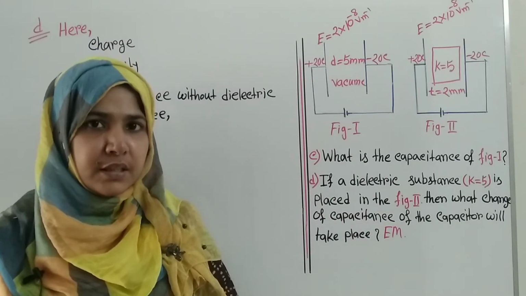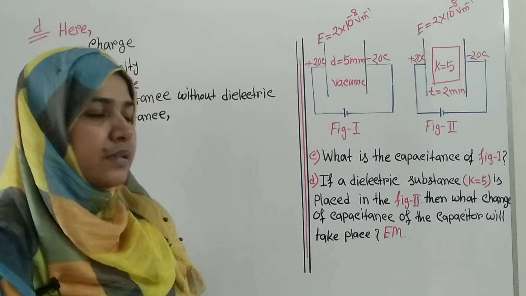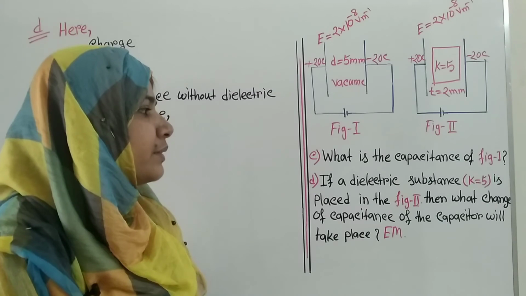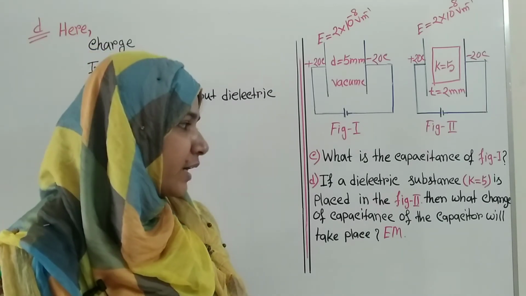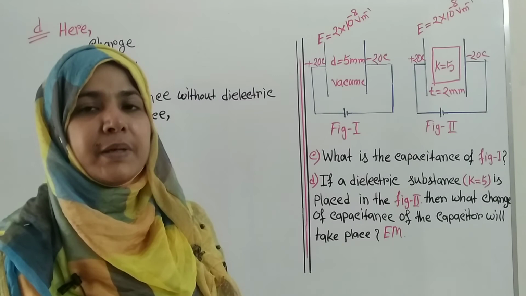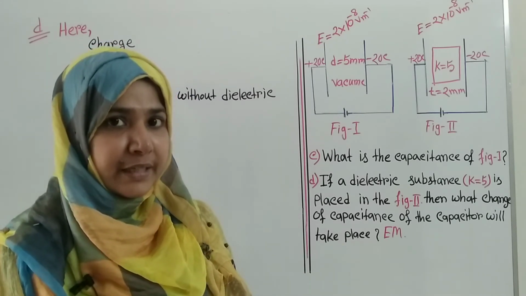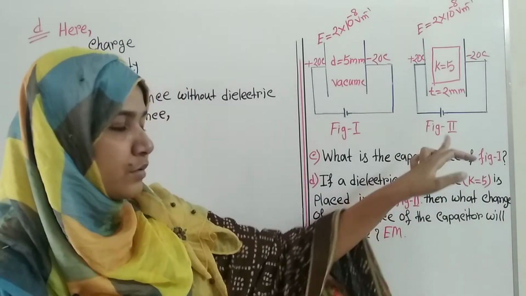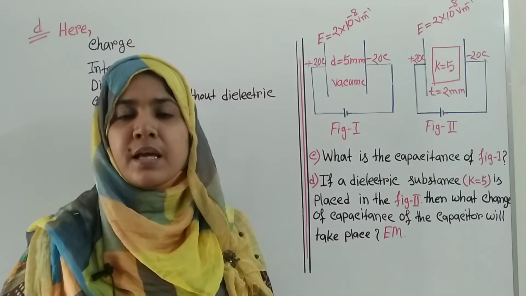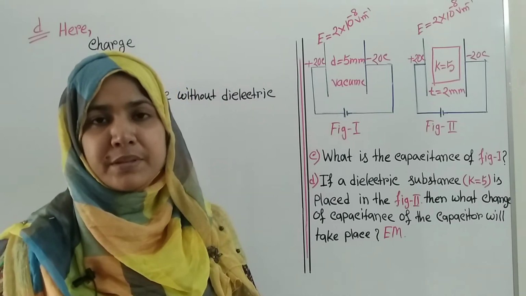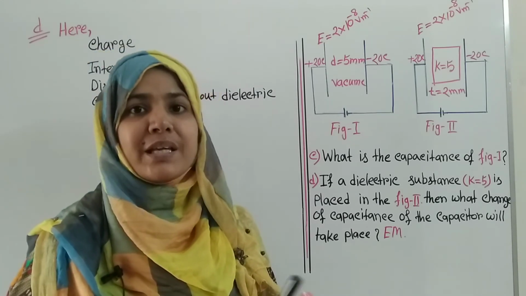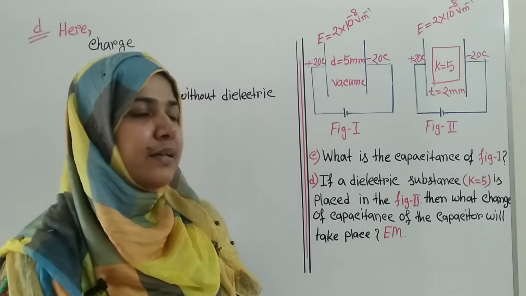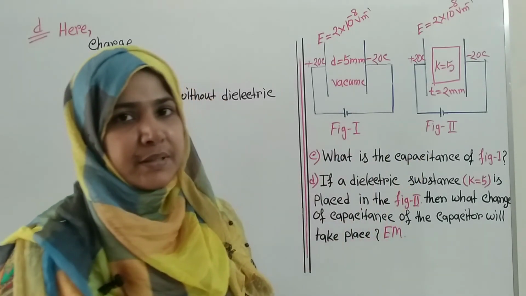Students, now question D. The question is, if a dielectric substance K is equal to 5 is placed in the figure 2, then what change of capacitance of the capacitor will take place? Explain mathematically. That means firstly we have to calculate the capacitance of this capacitor without dielectric substance, and after that we have to calculate the capacitance with dielectric substance. Then we can say what change takes place by adding dielectric substance in that capacitor.